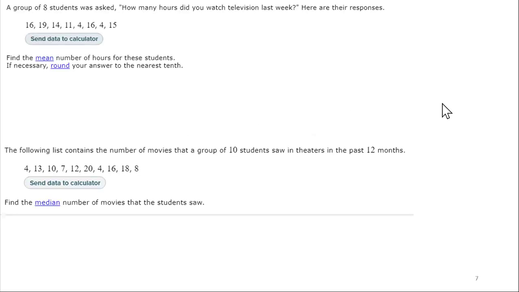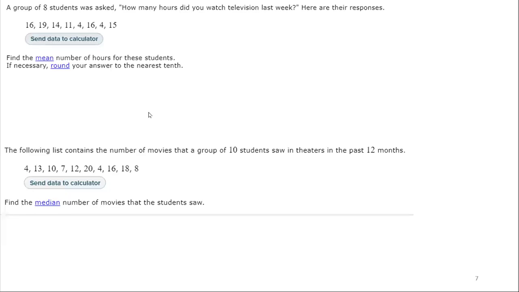So here it says we want to answer these two questions. A group of 8 students was asked, how many hours did you watch television last week? Here are the responses. We want to find out what the mean is or the average. And the second question asks, the following list contains a number of movies that a group of 10 students saw in the theaters in the past 12 months. Here are the list of numbers. Find the median of those movies.